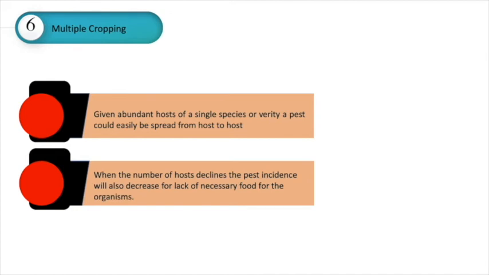Strips of alfalfa, for example, are sometimes interplanted with cotton as a trap crop for mirid bugs. The alfalfa, which attracts the bugs more strongly than cotton, is usually treated with an insecticide to kill the bugs before they move into the adjacent field of the cotton.